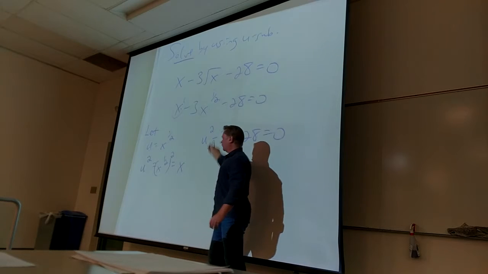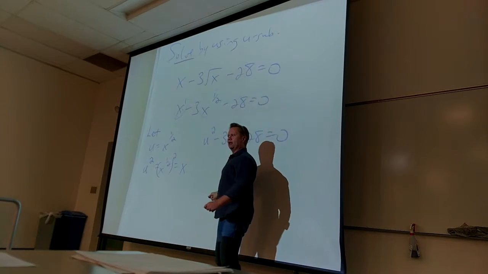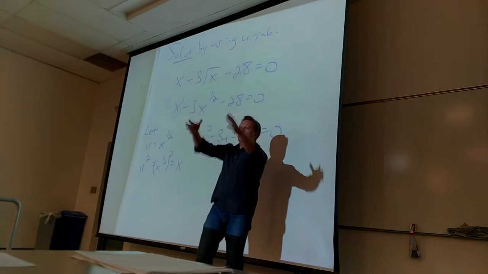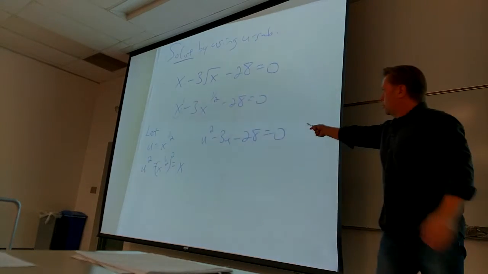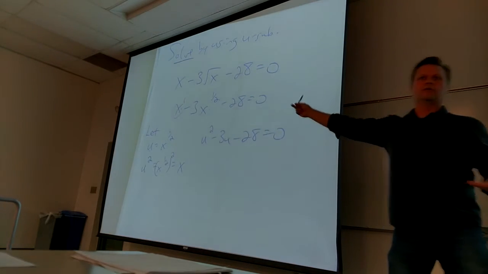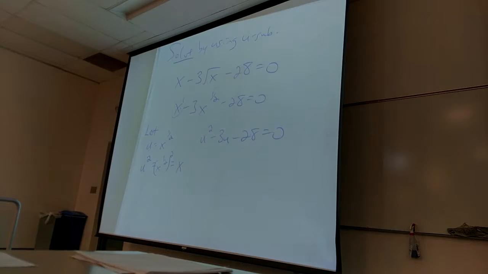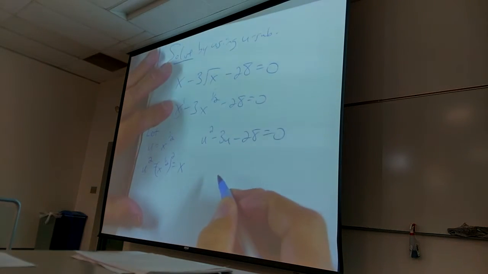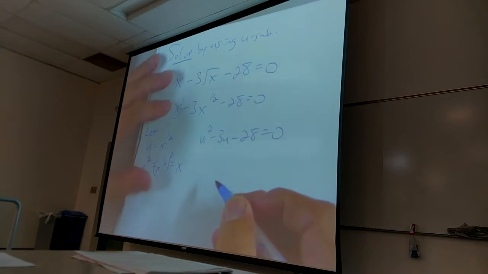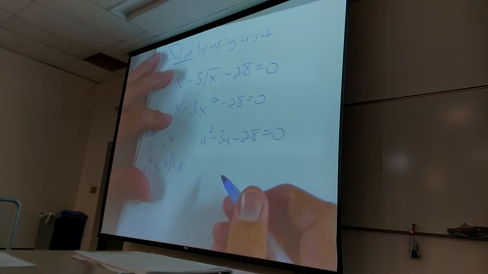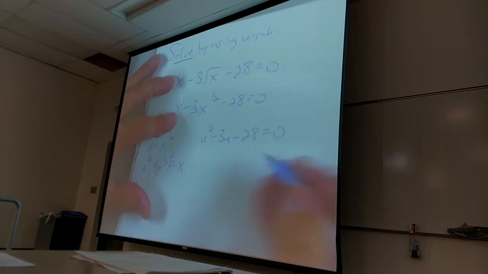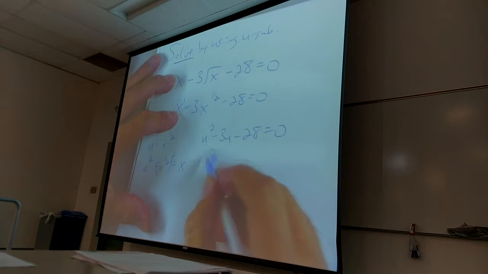Now I can solve this for u, but I can't stop there because the original question is all about x. So how do I keep going with this equation? Pretend like that's what I gave you. I said solve for u. What would you do next? Please, dear God, yes, factor it. If somebody's out there saying quadratic, why do that to yourself? This is very easy to factor. How do you factor this?